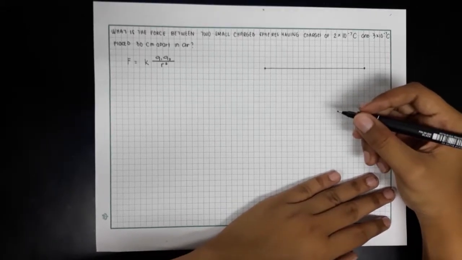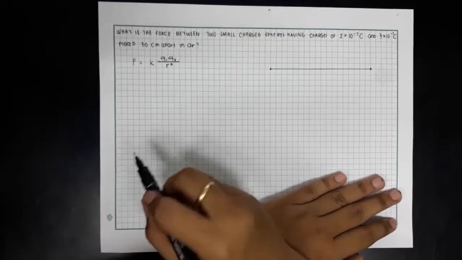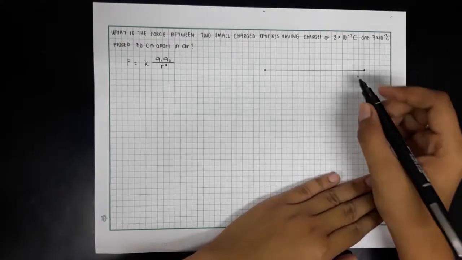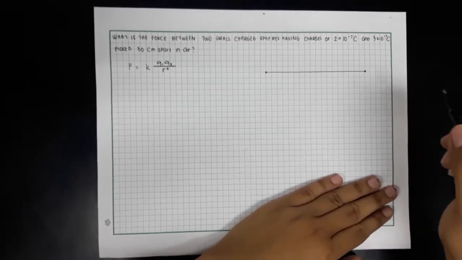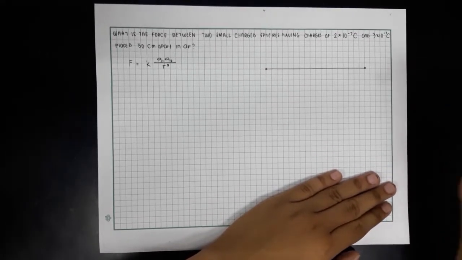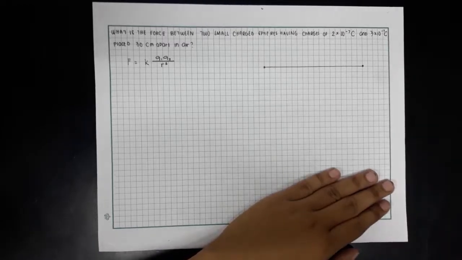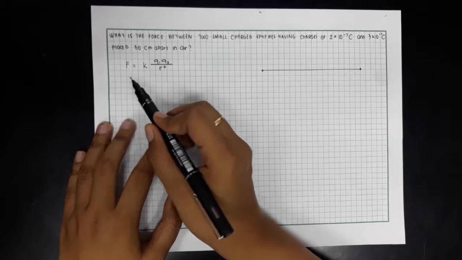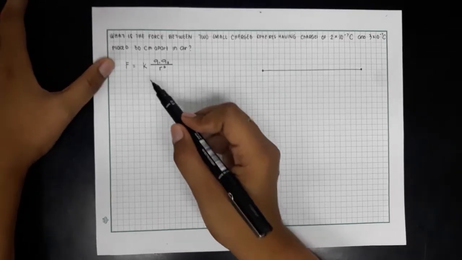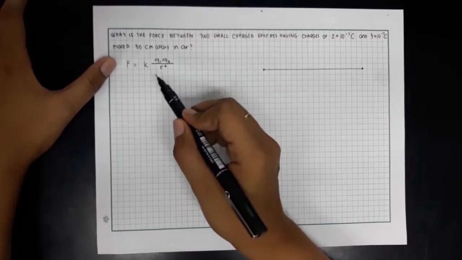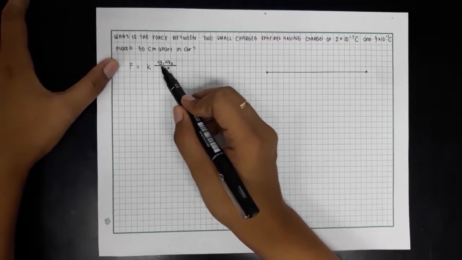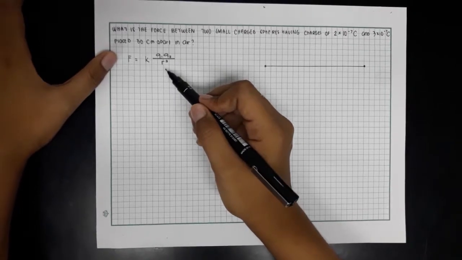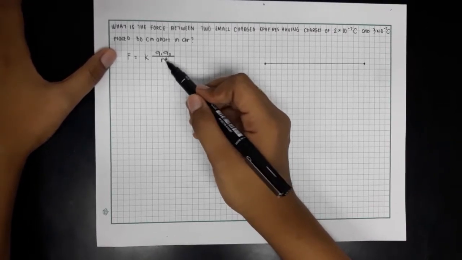The example problem for electric charge is: what is the force between two small charged spheres having charges of 2 times 10 raised to negative 7 coulomb and 3 times 10 raised to negative 7 coulomb placed 30 centimeters apart in air? The formula for this is the force between the charges is equal to Coulomb's constant times the charge on the first object times the charge on the other object, divided by the square of the distance between them.